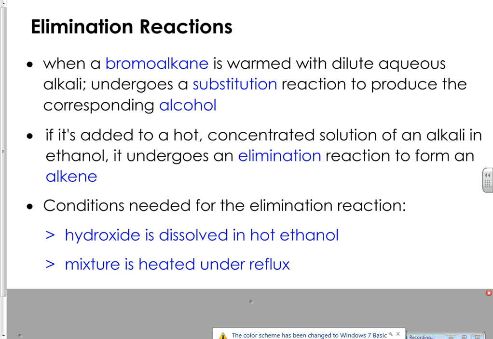So remember, this first bullet point is talking about something you've already learned, either a substitution reaction by SN1 or SN2. If we want it to be an elimination reaction, the second bullet point, you need it to be that the hydroxide, the base, is dissolved in very hot ethanol, and it has to be heated under reflux. Now, reflux just means, you can Google search this if you actually want to see an apparatus to do this, but a reflux just means that as you're heating this, you are pulling that product off and recondensing it so that you can use it.